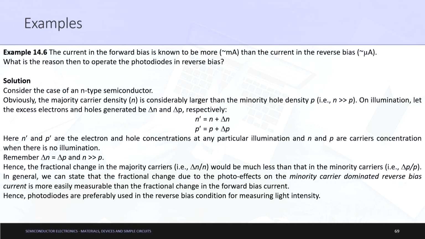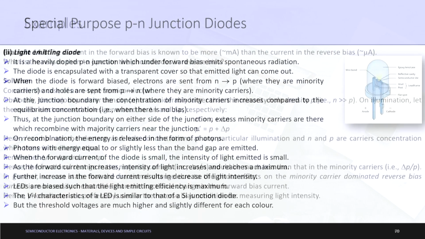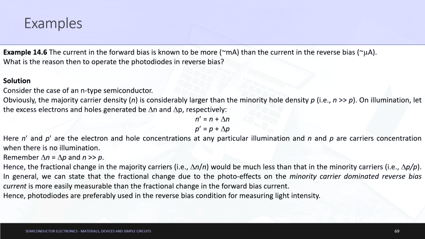In forward bias the current is due to diffusion, and in reverse bias it is due to drift. Therefore, diffusion current is in milliamperes, and the current in reverse bias is due to drift current. So, what is the reason then to operate the photodiodes in reverse bias? Why are we operating in reverse bias and not in forward bias? Let us understand this solution. This is just an extension of the previous part, so that we can understand why we work in reverse bias and not in forward bias.